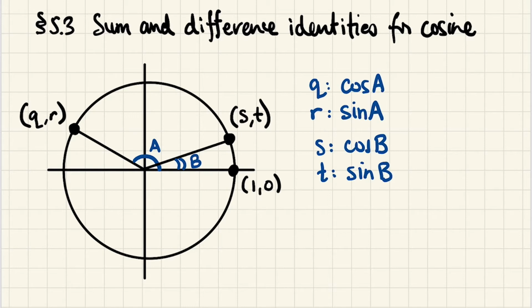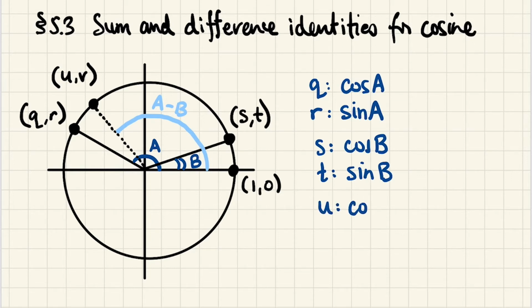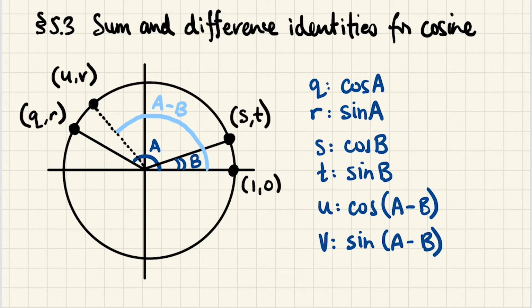Well, now what we're going to do is take the angle A and subtract from it the angle B. So we get the angle A minus B. And we're going to label these points right here using U and V. So U will be cosine of the angle A minus B, and V will be sine of the angle A minus B. All right. Yeah, so this is how you clutter up a unit circle diagram.